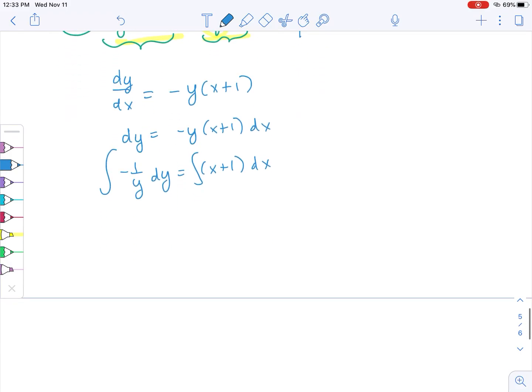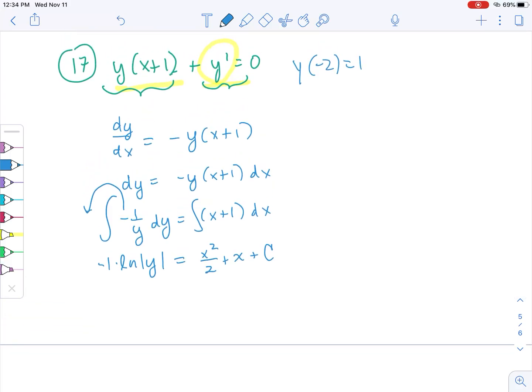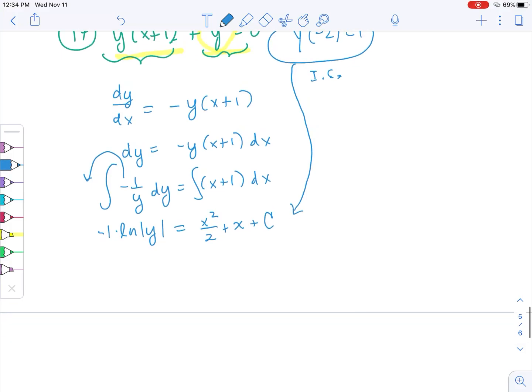Integrating the left-hand side, we can pull the negative 1 out and get negative 1 times ln of absolute value of y equals, term by term, x squared over 2 plus x, and then again we add the plus c at this point. When we add the plus c initially, we're going to take the initial condition, which means that the particular solution has to go through, that curve has to go through this coordinate point.